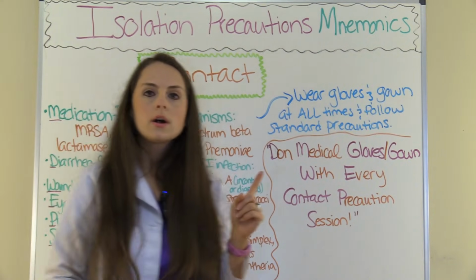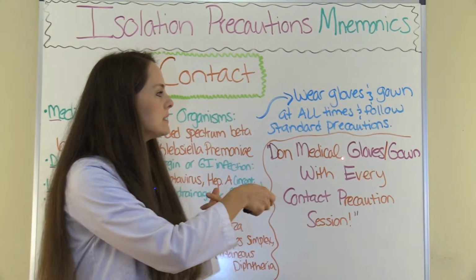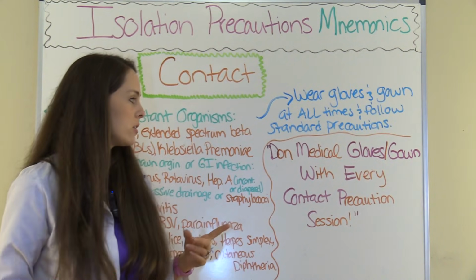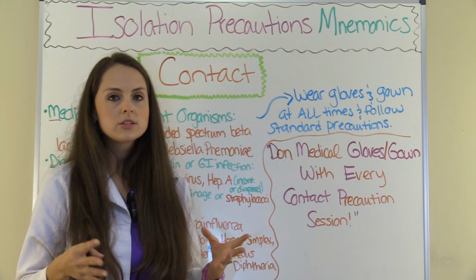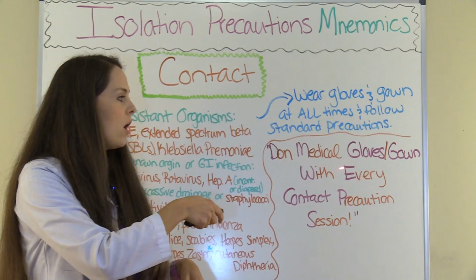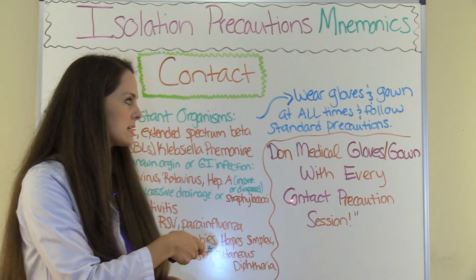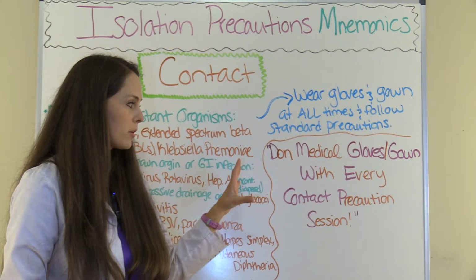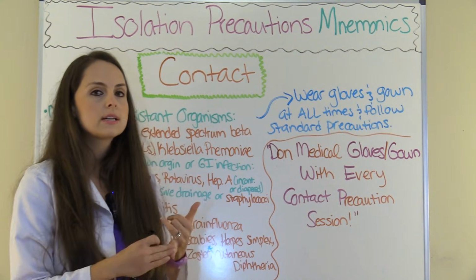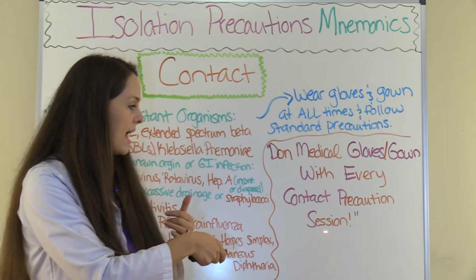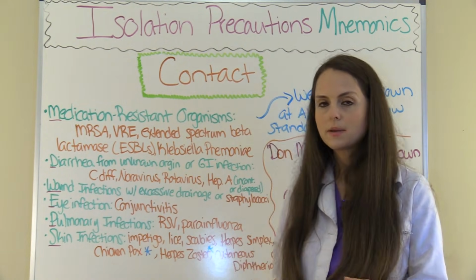Medical is the M for medication-resistant organisms like the MRSA, the VRE, Klebsiella. Gloves and gown is what we're going to wear with this patient at all times. With is the wound, excessive wound drainage infections, or with the streptococci. Every reminds us of eye infections like conjunctivitis. Contact is the mnemonic that this deals with. It's a contact precaution. And precaution stands for, the P stands for the pulmonary infections like RSV or parainfluenza. And then the S is for our skin infections, the impetigo, the lice, the scabies, herpes simplex.